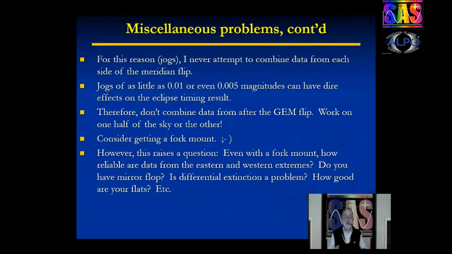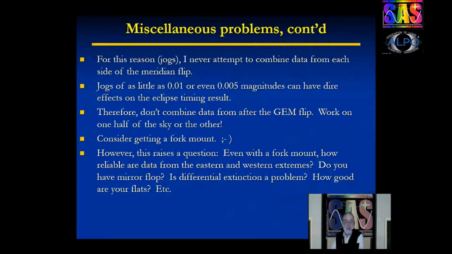Miscellaneous problems. For this reason, I never attempt to combine data from each side of a meridian flip. It's no longer an issue with me because I don't have a western sky anymore, so I just work in the eastern sky only. But I've tried before to combine data from both halves, and it's never had a good result. In theory, you should be able to take flats on each side, and my friend and colleague in Melbourne says you use a rotator, so then you turn the camera around, so it's upside down, and do flats on both sides, and he claims that he can do that. Maybe you can. I just don't recommend it.